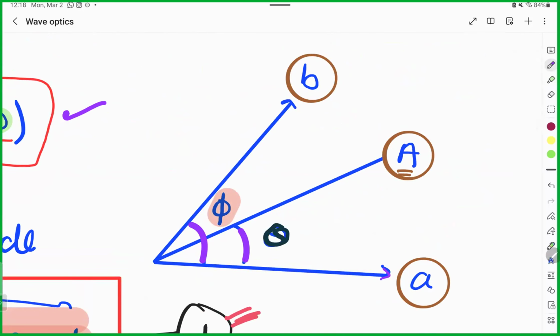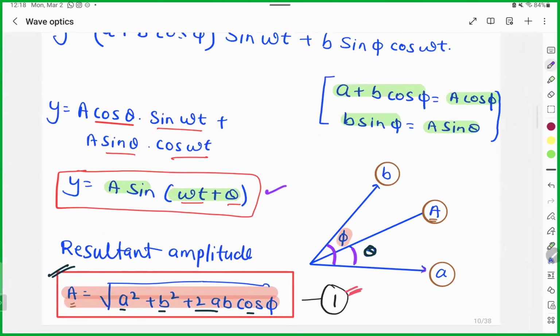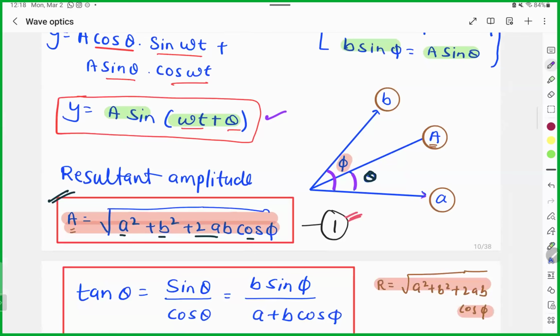If you take the resultant value, the angle made by the resultant with a is theta. What is phi? The angle between a and b. Phi is the angle between a and b, and theta is the angle between the resultant and a, or horizontal. Correct? This formula you already know from the 11th class. The resultant value will be the square root of a square plus b square plus 2ab cos phi. Remember, angle phi is extremely important. And what is phi? The angle between small a and small b.